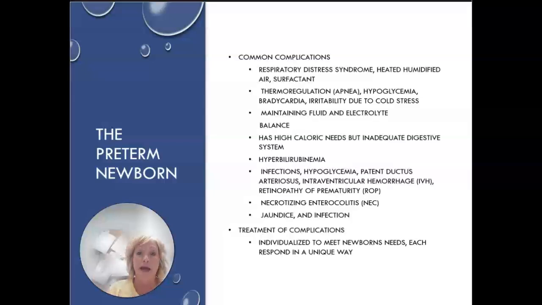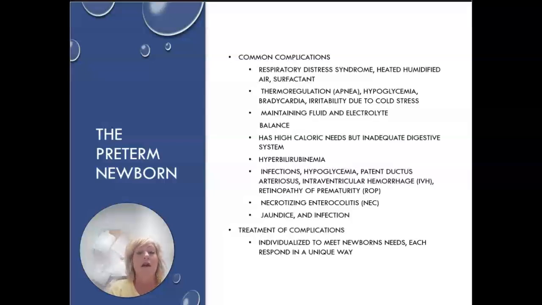Maintaining fluid and electrolyte balance. That means giving them the appropriate foods that they need. So that may be TPN, total parenteral nutrition, because they're not able to eat yet because their bellies aren't ready to take food yet. So we have to make sure we're getting all of that maintained. They have a very high need for caloric increase, but, like I said, they don't have that digestive system that's working. So we may have to give them TPN.